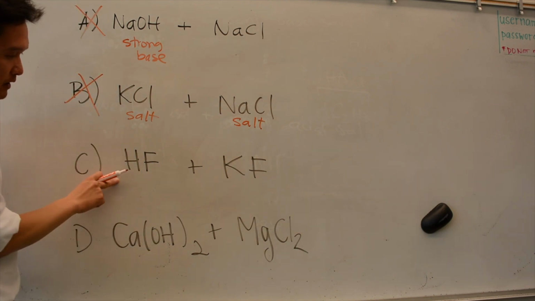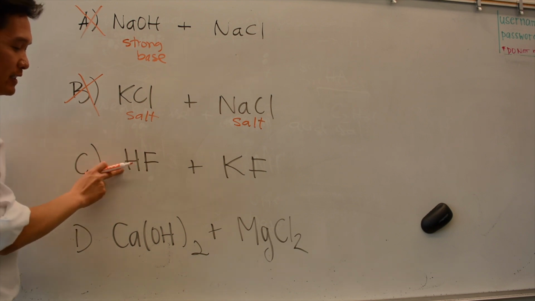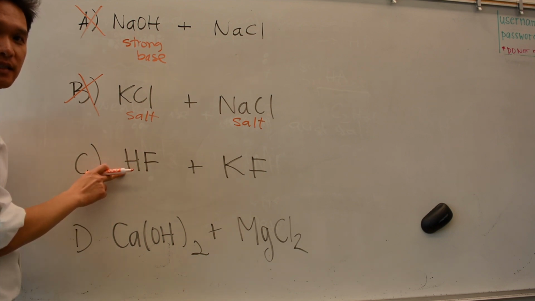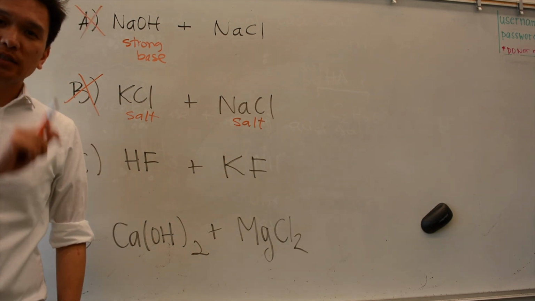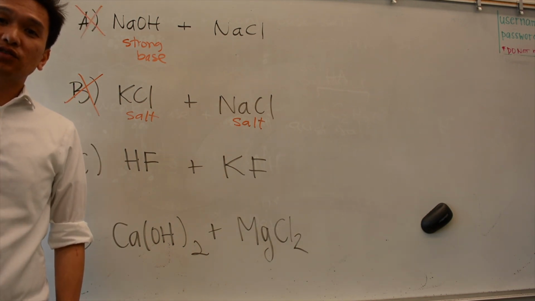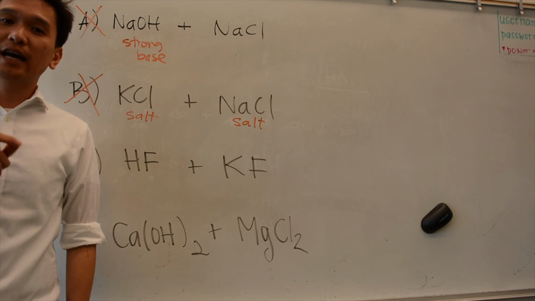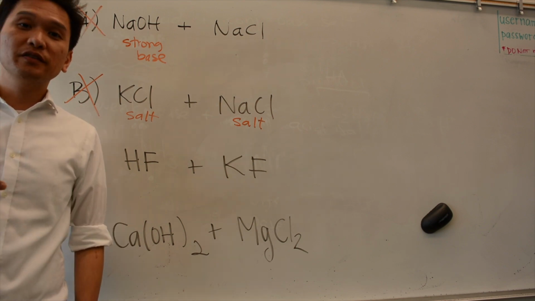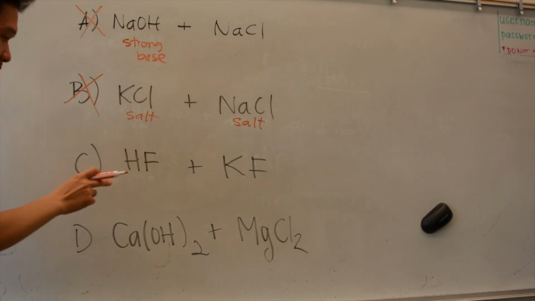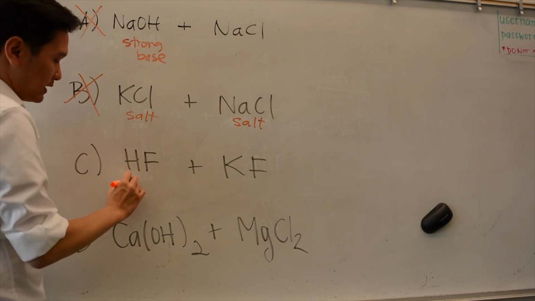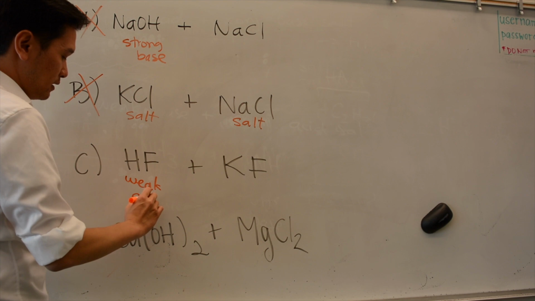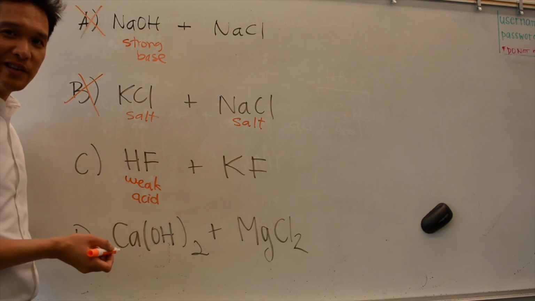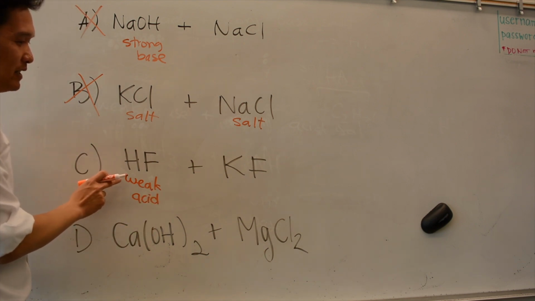Moving on to this one, HF. Ooh, it is an acid, and how do we know it's an acid? It has hydrogen in front, so that's an acid. But is it a strong acid? It is not, because it's not one of the strong acids that we have memorized. There's only a few, so you should memorize them. So this is your weak acid. Okay, we have one criterion met.